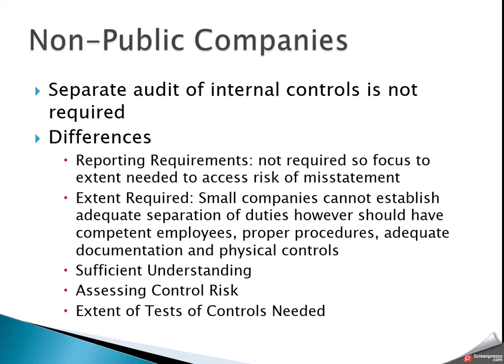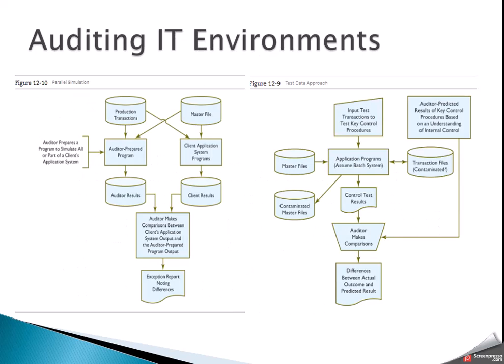So that's what happens sometimes in small businesses, but you still want to have the procedures in place, and you want to have competent employees, and you want to do what you can to have some of those proper controls if you can. The auditors are going to want a sufficient understanding of the internal controls so that they can assess control risk. And the extent of the test of controls, like we had on that last slide, is not needed for private companies.